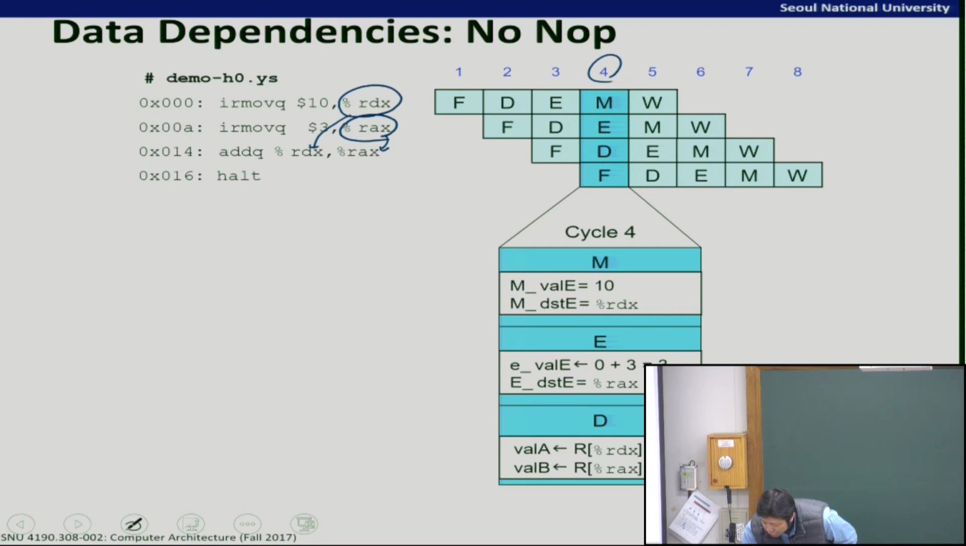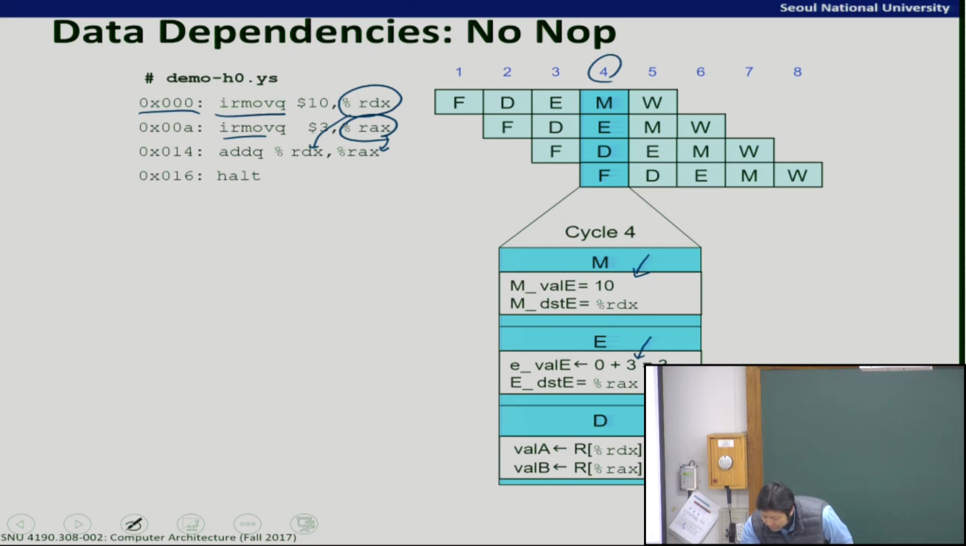the first move instruction is passing through the M stage in cycle 4, and the second move instruction is passing through the E stage in cycle 4, right? And both registers are not written. Neither of the registers is written back to the register file. Their values are available in the pipeline, but still, they need to be written back first before the second instruction, the add instruction, reads them, right?